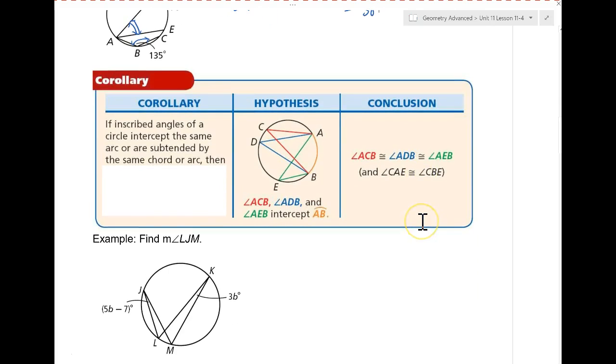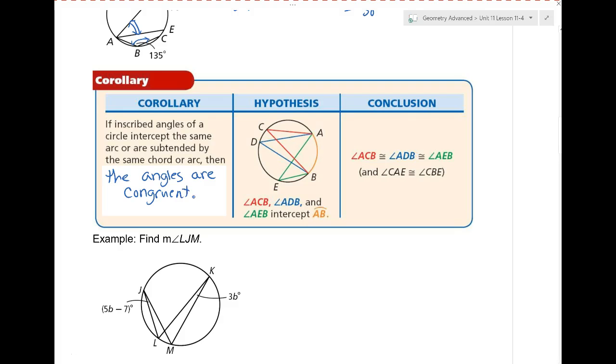I want to talk to you about the common sense theorem right here. It says the following. If inscribed angles of a circle intercept the same arc, or are subtended by the same chord or arc, then the angles are congruent. Now, what in the world are we talking about?